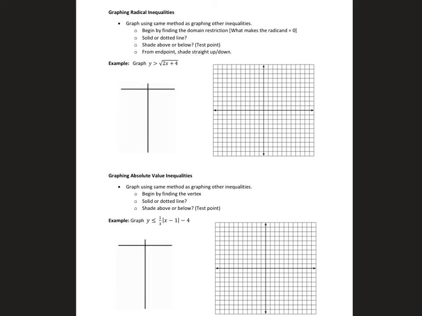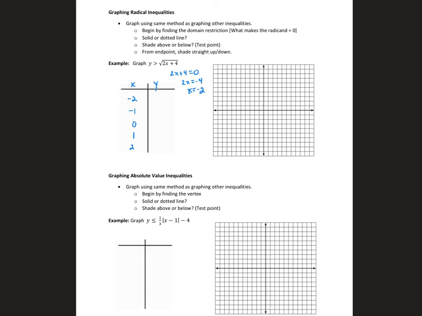So let's go ahead and look at this first example. It's asking us to graph y is greater than the square root of 2x plus 4. So step 1, we're going to begin by finding our domain restriction by setting our radicand equal to 0. So our radicand is 2x plus 4. If I set that equal to 0, I get 2x equals negative 4, x is equal to negative 2. So in regards to my table, I know I'm going to start at x equals negative 2. And if you recall basic graphs of radicals, a radical starts at an endpoint and continues on forever in one direction. So in this case, we're going to be moving to the right. So I'm going to pick points to the right of negative 2, which would be negative 1, 0, 1, and 2.